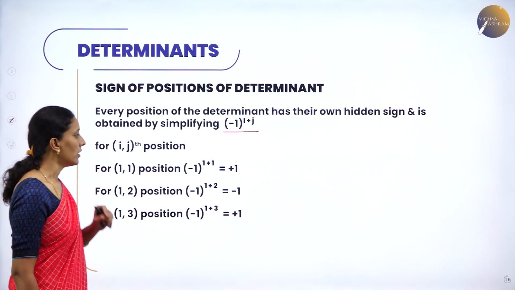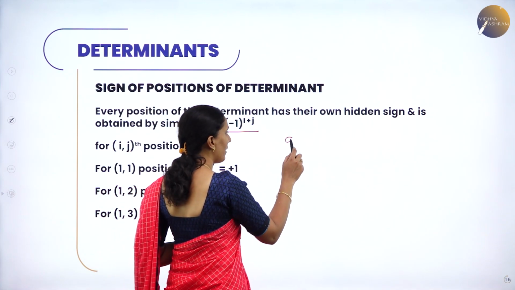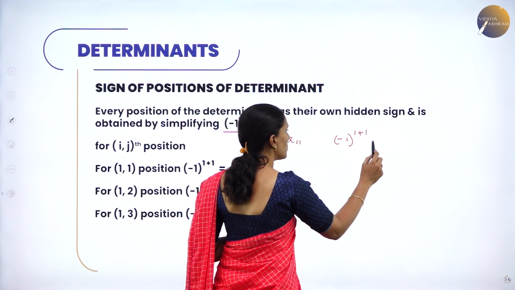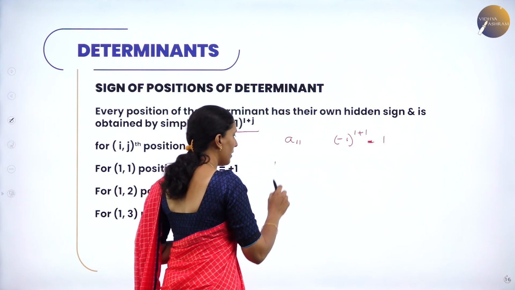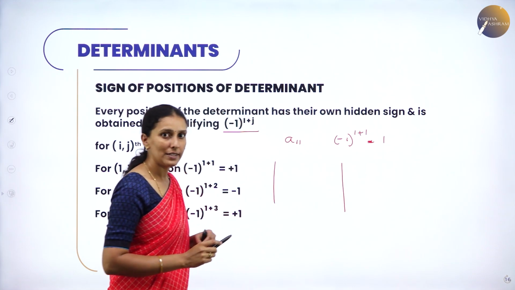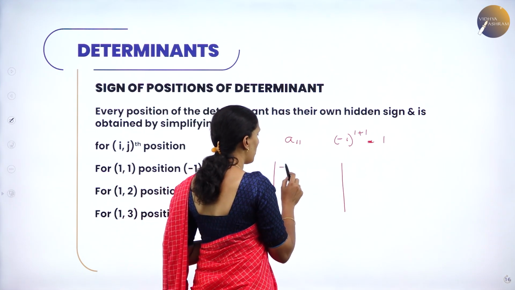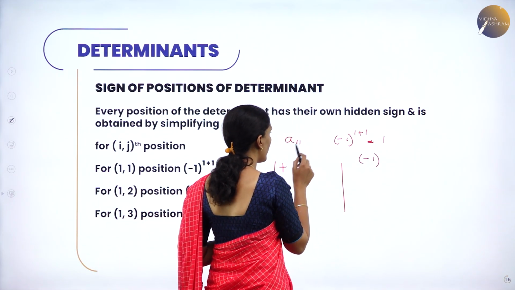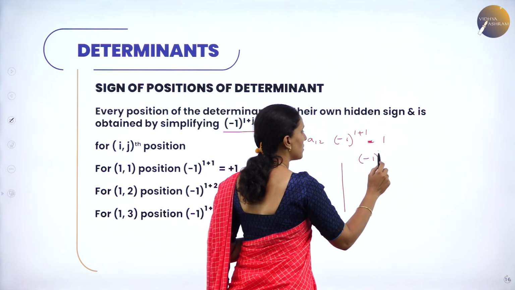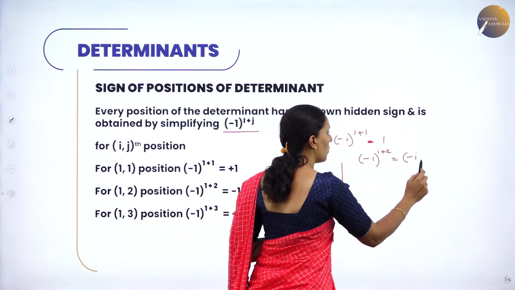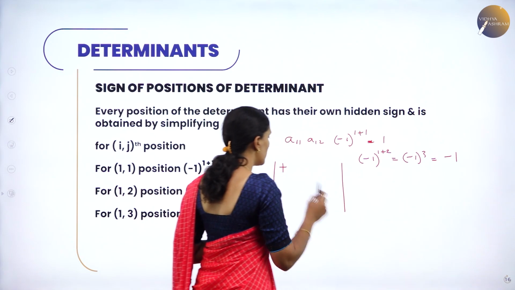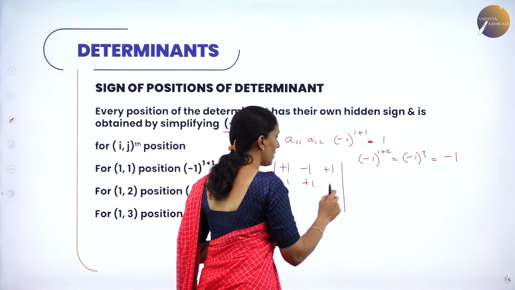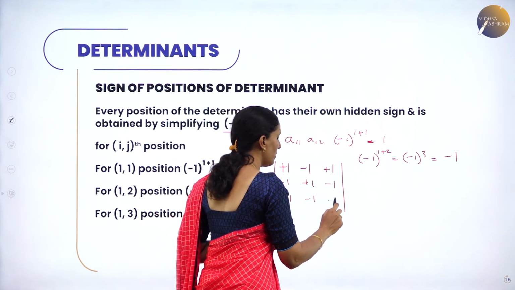So now for 1, 1. When I say an element A11, let's check -1 to the power 1 plus 1. So it is +1. When I write the position of the first element, here it is positive. Next is A12, which is -1 to the power 1 plus 2, which becomes -1 cubed, which is -1. So it is +1, -1. Similarly, +1, -1, +1, -1, +1, -1, +1.